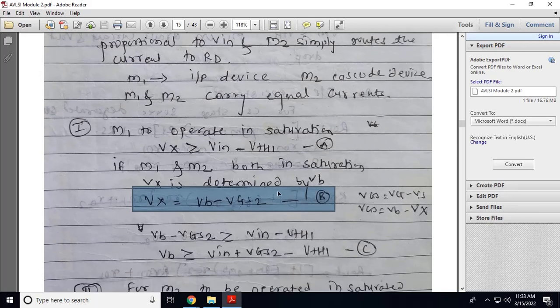So we can put equation B in equation A. Vx is Vb minus VGS2, so Vb minus VGS2 is greater than or equal to the remaining part, that is Vin minus VTH1. From this equation we can get Vb. So Vb is greater than or equal to Vin plus VGS2 minus VTH1. This is equation C.